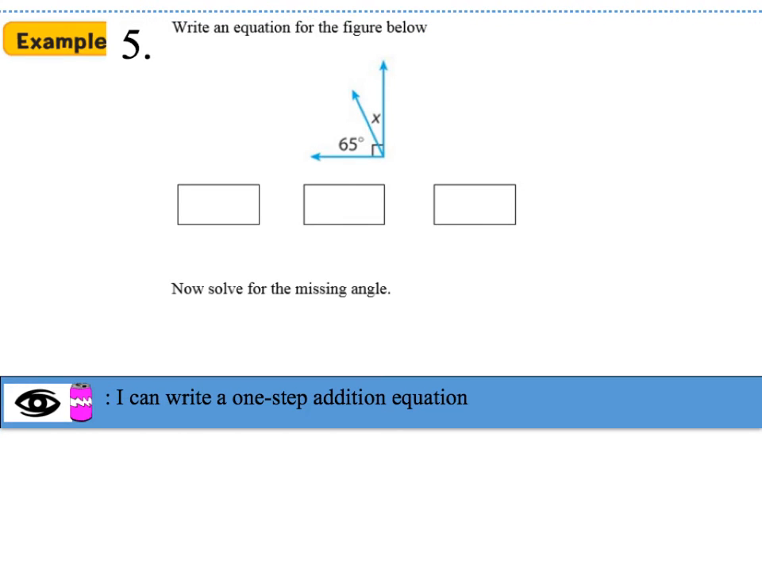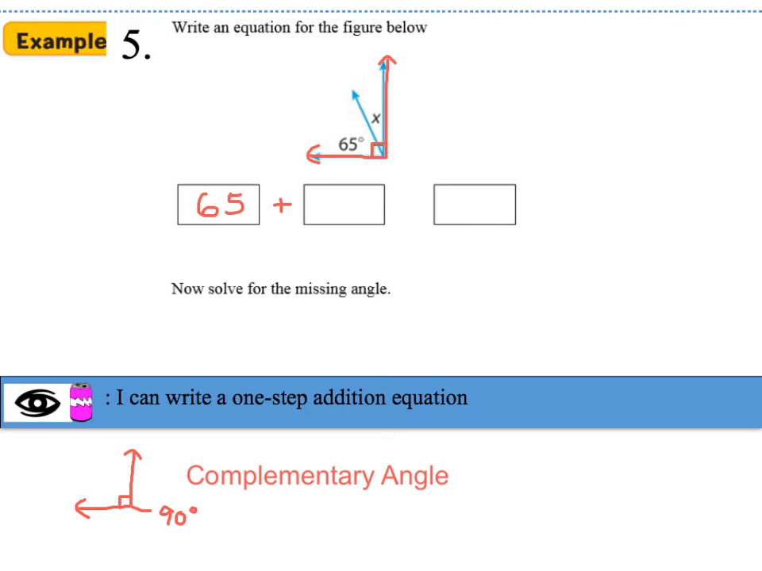For example 5, it says write an equation for the figure below. The figure below looks like an L shape, and the angle is a right angle. This is known as a complementary angle. And complementary angles have angles that are worth 90 degrees. So if we refer back to the figure, notice we have an angle that is complementary, and they have the 90-degree box in the corner. So I'm going to write an equation by writing 65 plus x has to equal 90 degrees because this is a complementary angle.